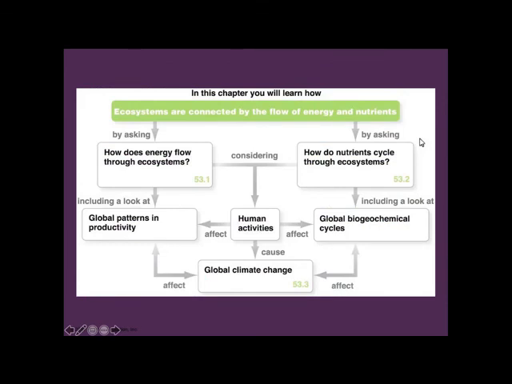All right, so in this chapter, hopefully you learned about how ecosystems are connected by the flow of energy and nutrients. We talked about how energy flows through ecosystems, and we looked at global patterns in productivity. We thought about how nutrients cycle through ecosystems, including global biogeochemical cycles, and we looked at how human activities affect global patterns in productivity and geochemical cycles, as well as global climate change.